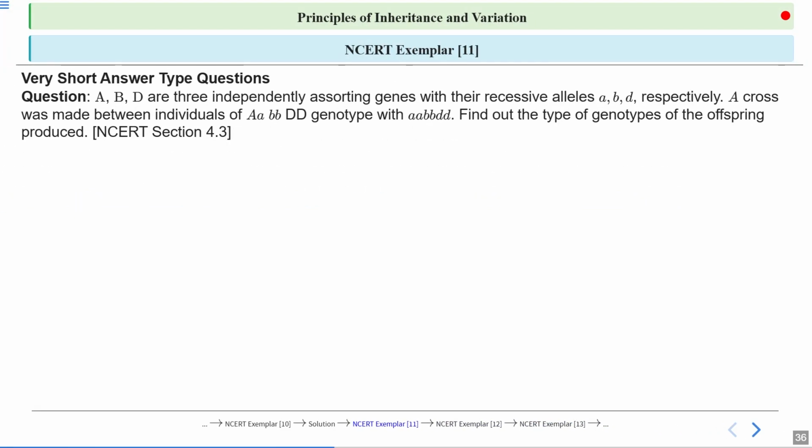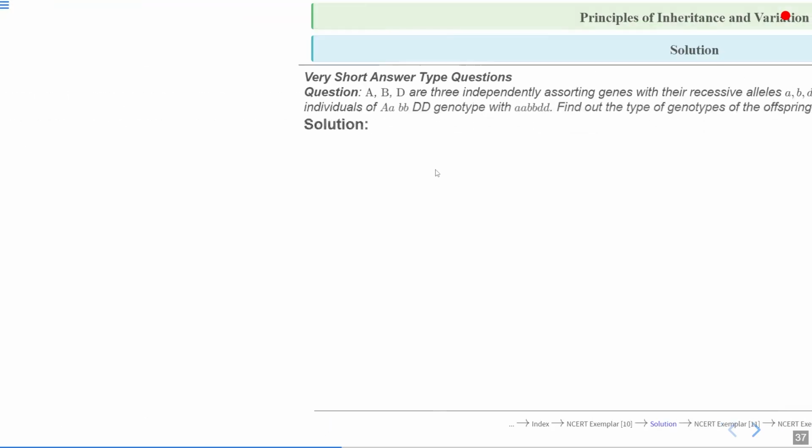Now next, A, B, D are three independently assorting genes with their recessive alleles, small a, small b, and small d, respectively. A cross was made between an individual having the genotype capital A, small b, capital D, and an individual having the genotype small a, small b, small d, small d. So these are homozygous recessive for three alleles. You have to find out the types of genotypes of the offspring which are produced. So what will be the correct answer here?